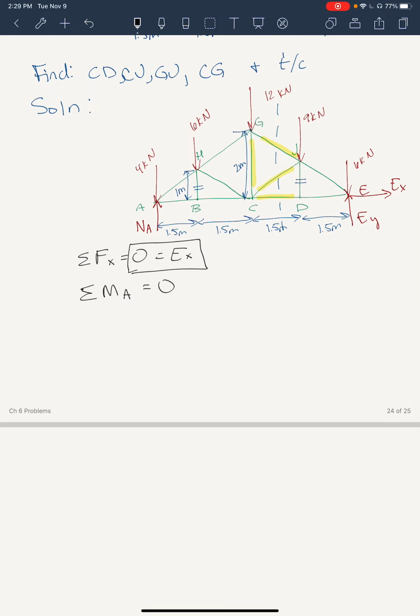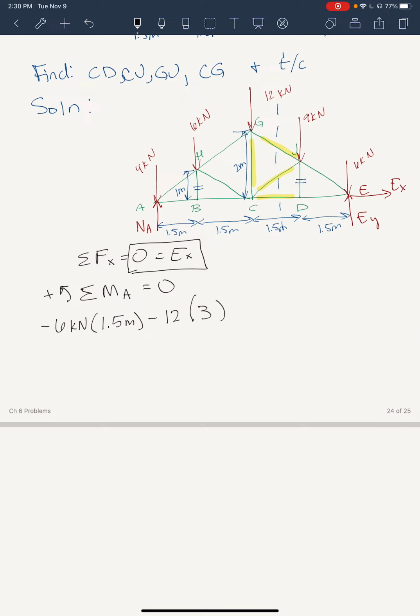So we sum the moments about A. We'll take coming out of the paper as being positive, which is also counterclockwise. The 4 kilonewton force is at A, so it doesn't produce a moment. The 6 kilonewton force will produce a negative moment, since it's going in this direction. So negative 6 kilonewtons times that perpendicular distance, which is 1.5 meters. And then the 12 kilonewton force is also a negative moment, times that perpendicular distance, which is 3 meters.